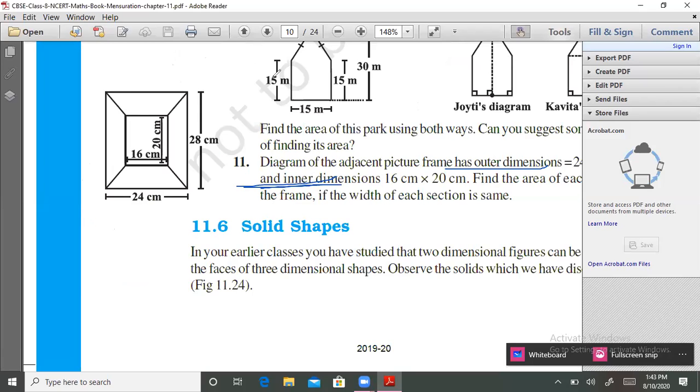What we have given here: the inner dimensions are 20 by 16, and the outer dimensions are 28 by 24. हमें each section, इसे section जो बन रहा है उनका area find out करना है. These are the sections. See, this is 1, this is 2, 3 and 4. हमें इन 4 के 4 sections का area find out करना है and the width is same. So firstly we will find out width. सबसे पहले हम width find out करेंगे.